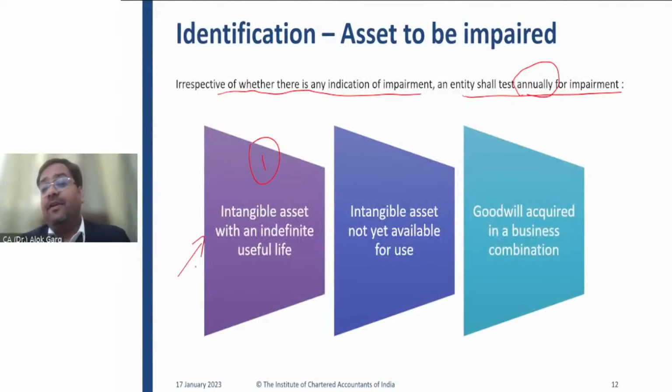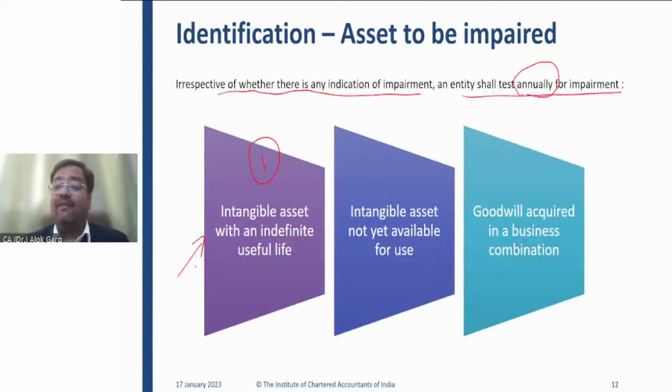Intangible asset with an indefinite useful life. For example, there are intangible assets which have an indefinite useful life. For example, you have purchased a company, and when you have purchased a company, you have paid for some customer related intangibles, some brands, some copyrights. And there is no time limit for these things. So basically, there is no time limit till when you will get the future economic benefits. It means the life is indefinite, as simple as that.